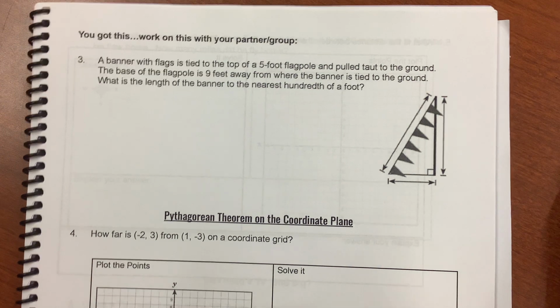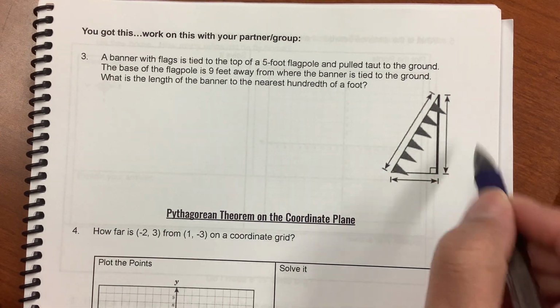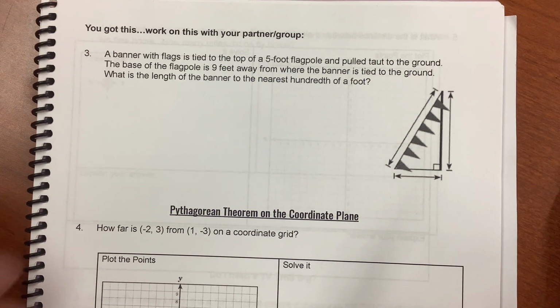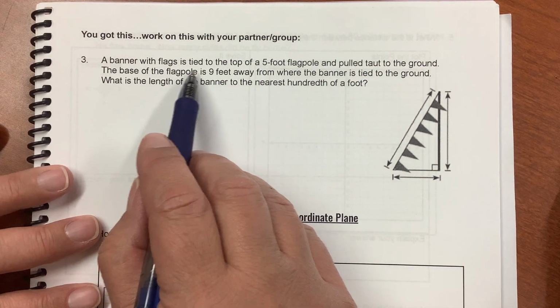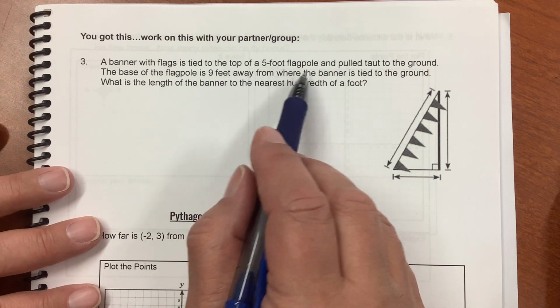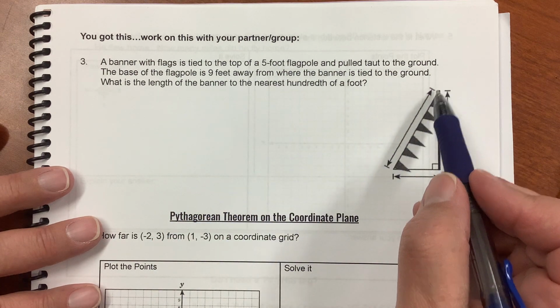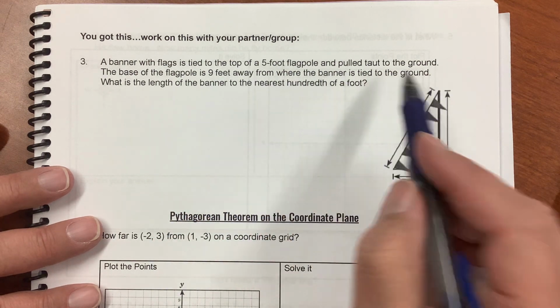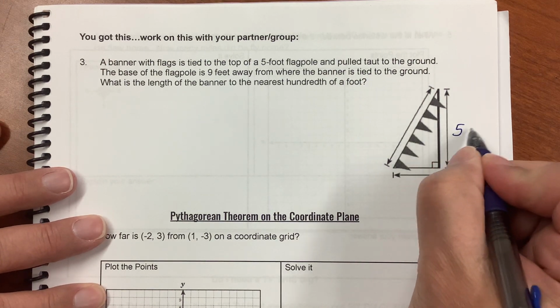All right, so for this problem, I have the picture here already. We just have to label it. A banner with flags is tied to the top of a 5-foot flagpole. That must be here. 5-foot flagpole, this must be the 5-foot flagpole.